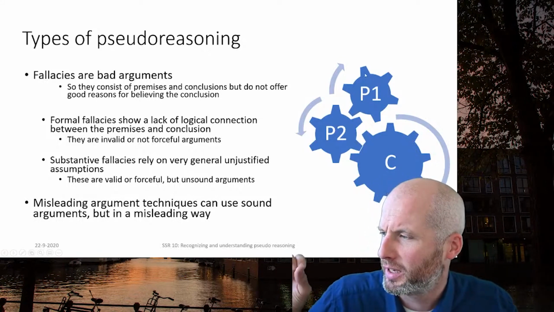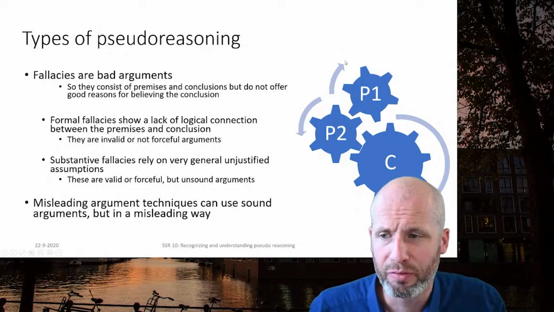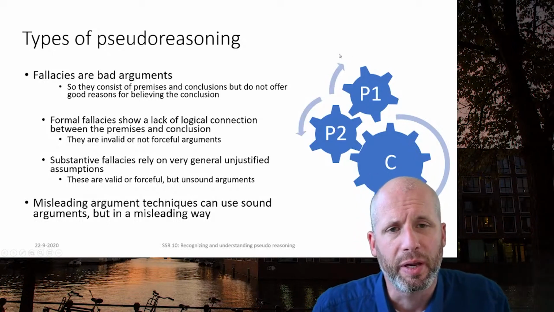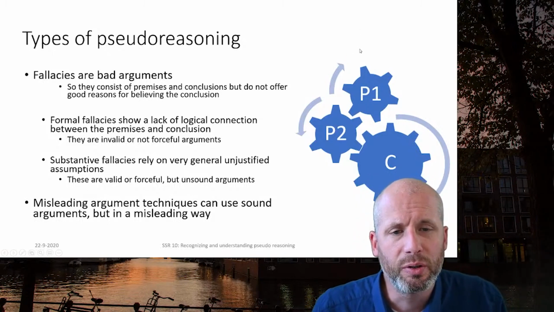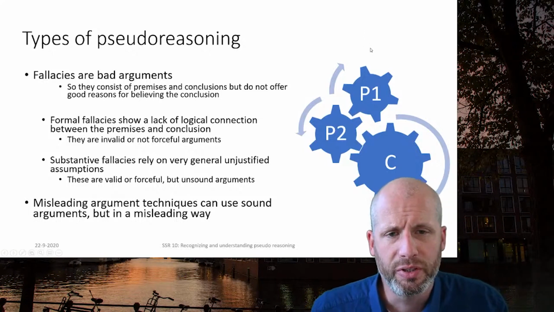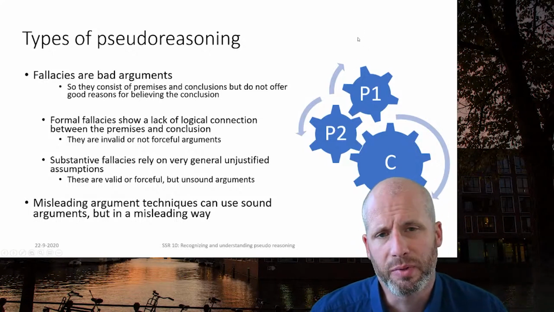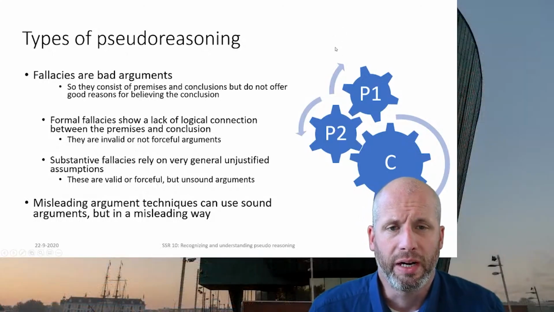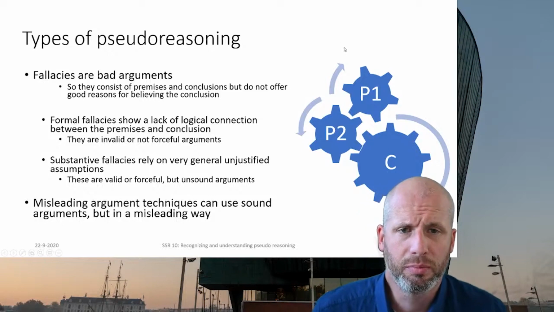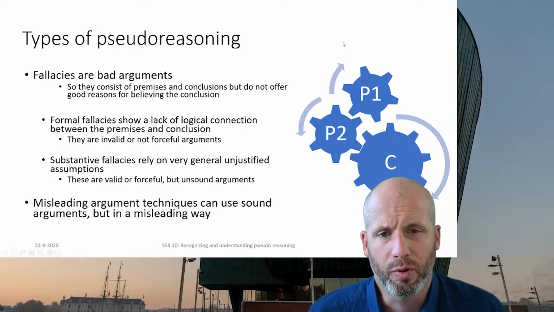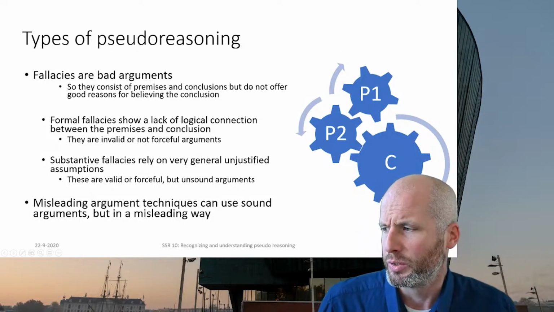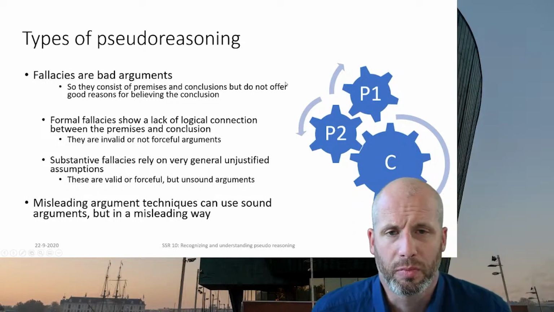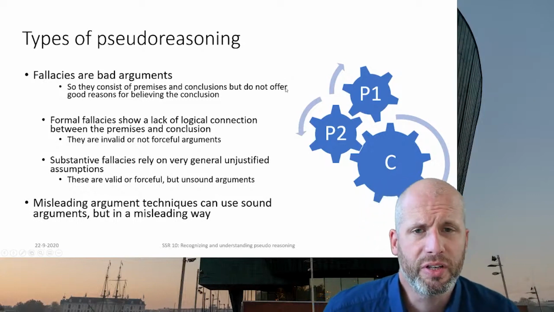And the second type of fallacy is a substantive or informal fallacy, which focuses on that second step of that critical thinker's two-step. It's not about the connection between the premises and the conclusion, but it's about a general assumption that people make in these cases about these types of topics that is unjustified. So there is a connection between the premises and the conclusion, but it relies on an improper assumption. So you could say that those types of fallacies could be valid and they could be forceful, but they're not sound.